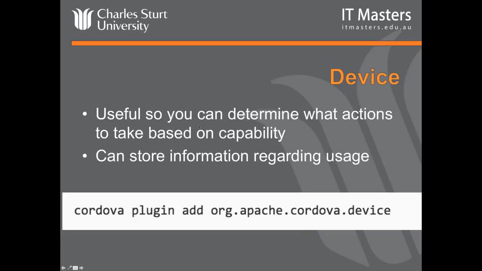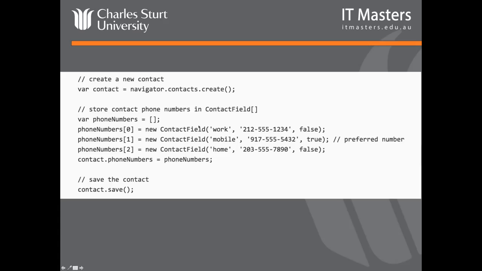Okay. All right, so that's it for contacts. We can do quite a bit more, but I've only just shown you the basic stuff, which is finding and saving. But there are lots of other things you can do with it as well. But this should at least give you a good idea of what's possible.